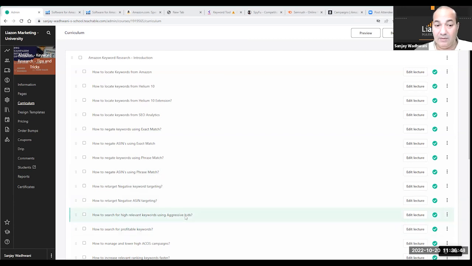How to search for highly relevant keywords using aggressive bids. Now, this is a very interesting topic. You might say, I can go on Helium 10 and look for the highest search volume keywords. Fine, I agree with that. But how do you know if the algorithm is going to align with your listing? This is the thing that a lot of you don't understand. If you know the technique, you can stop wasting a lot of time and a lot of money and just come to the targeted point.